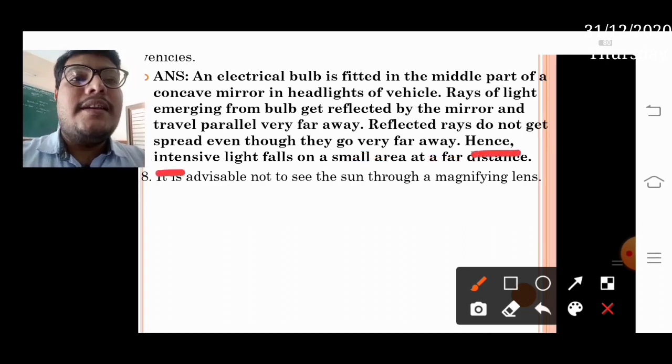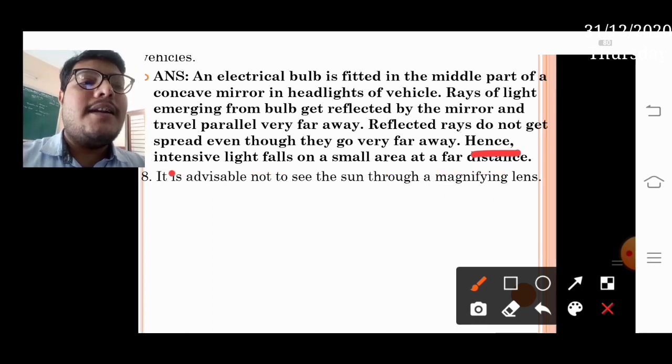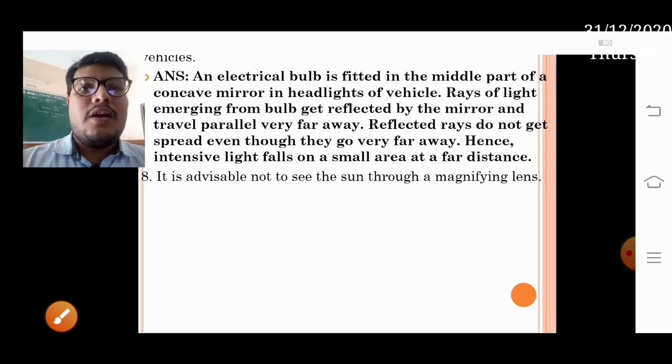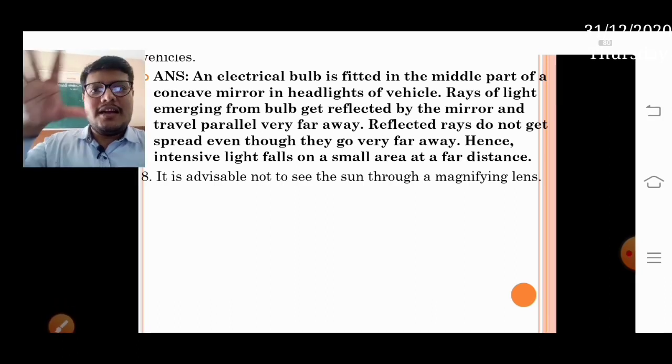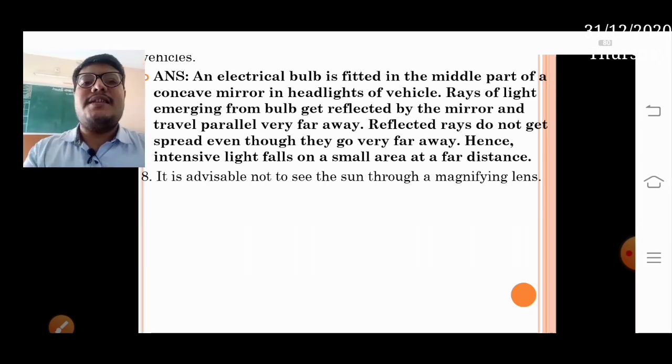Hence intensive light falls on a small area for some far distance. It will not get spread more. It will fall on some specific part of the road, and that is why those reflectors are used.